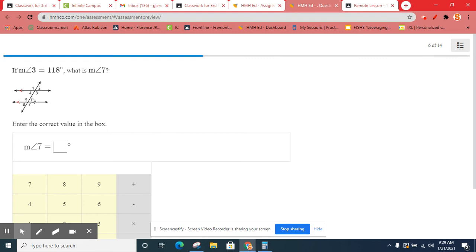And angle 3 is 118. Angle 3 is 118. What is angle 7? These are what we call corresponding angles. You can notice this one is in the bottom right of this cluster, as angle 7 is in the bottom right of its cluster of angles. Because of that, corresponding angles are congruent. So if one is 118, the other one is going to be 118 as well.